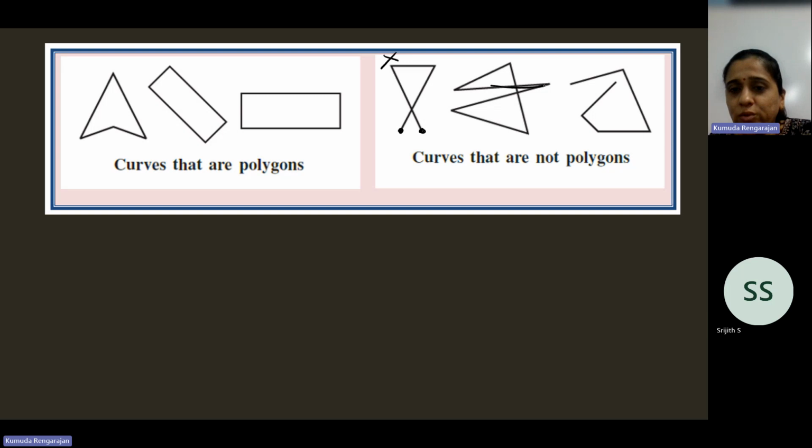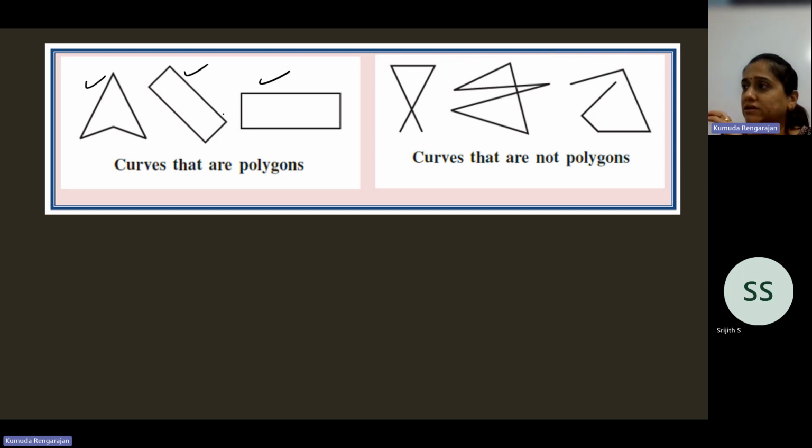And here it crosses over itself. It's made up of line segments, but it crosses over itself. That means it's not simple. What's a polygon? It's a simple closed curve. But this one is not simple because it crosses over itself. So this one is not a polygon. And here, the starting point and the ending point are not the same. It's not a closed curve. In these three figures, the definition of a polygon is satisfied.